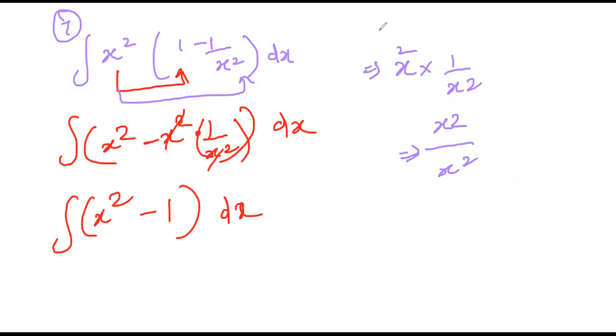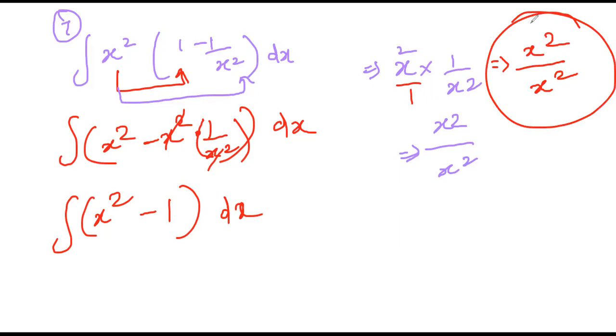Both are same. See here, this x square can be written as x square by 1. When you perform multiplication in fractions, you multiply the numerators. So x square and 1 is x square, and in the denominator you have 1 and x square, which is also x square. So you'll be obtaining this only. It is okay to cancel with x square times 1 by x square. There is nothing wrong in that. Or else you can write it as x square upon x square also. Anything is fine.